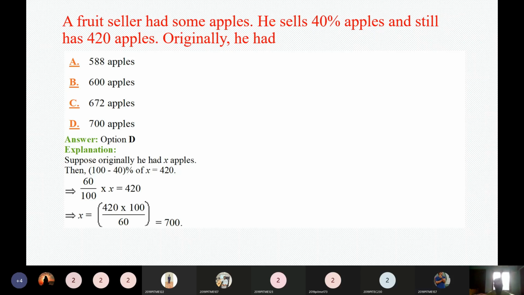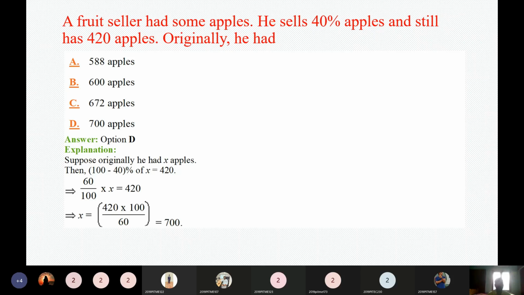Right. So the next one: the fruit seller had some apples. We don't have an idea how many he had, and he sells 40% of the apples. Still he has 420 apples. Originally he had some apples and he sold 40%, and still he has 420 apples. So how many did he have originally? This is what they are asking.